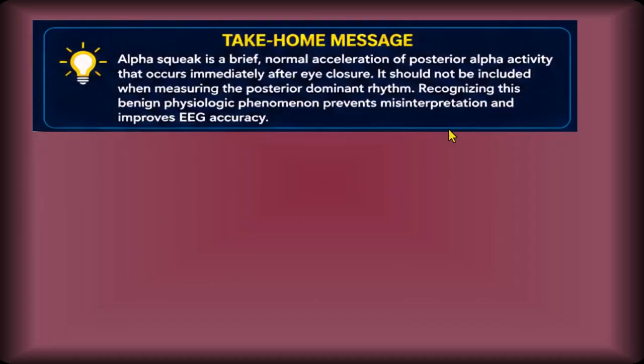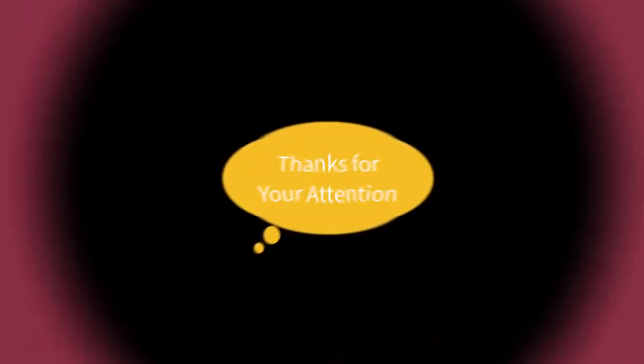Finally, the take-home message. Alpha squeak is a brief, benign acceleration of posterior alpha activity occurring immediately after eye closure. Correct recognition prevents misinterpretation, improves EEG accuracy, and helps avoid overcalling epileptiform abnormality. Understanding normal EEG variants remains one of the most important foundations of confident EEG interpretation.